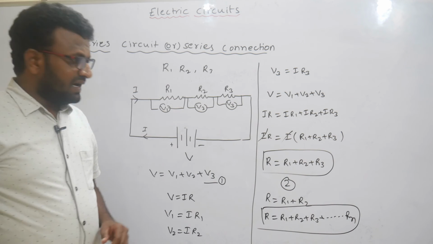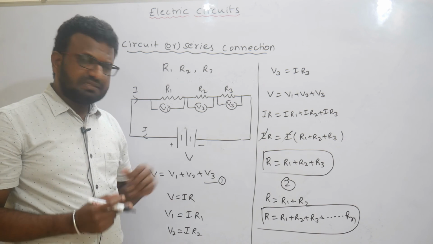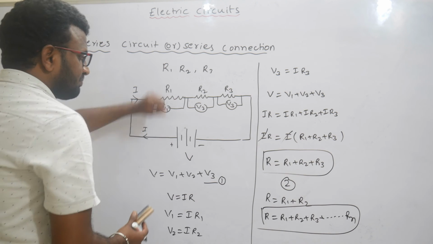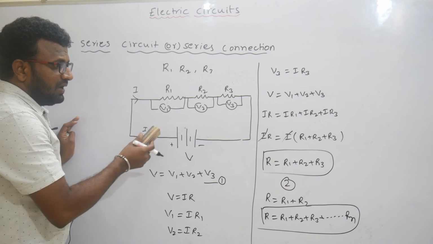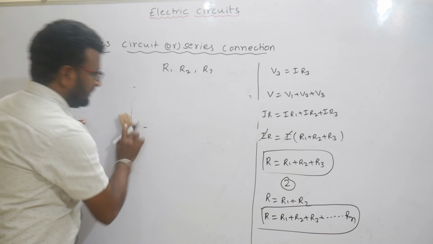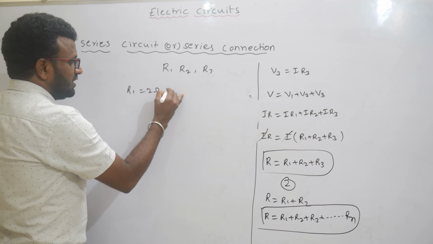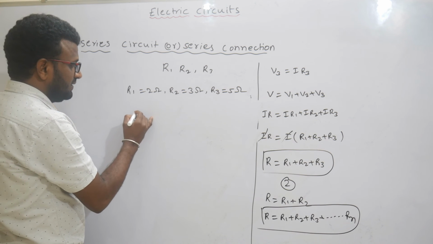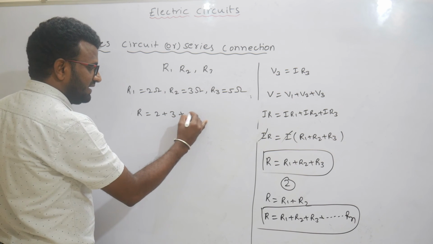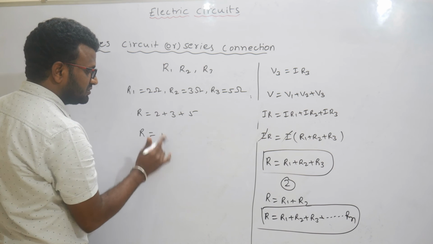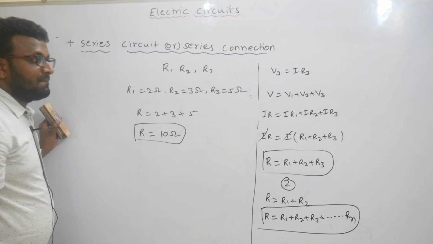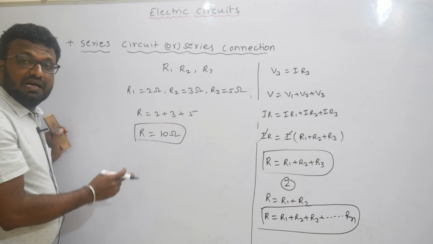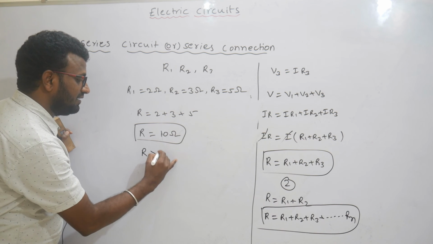One more important point: this equivalent resistance is more than the greatest resistance in the circuit. Students, listen: I am taking R1 equal to 2 ohms, R2 equal to 3 ohms, R3 equal to 5 ohms. Now I find the equivalent resistance: R equivalent is 2 plus 3 plus 5, which is 10 ohms. Among these three resistances, 5 ohms is the greatest. So the equivalent resistance is more than the greatest resistance in the circuit, that means R is greater than R3.